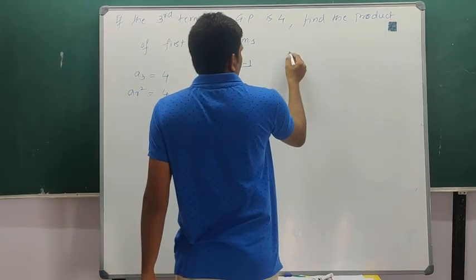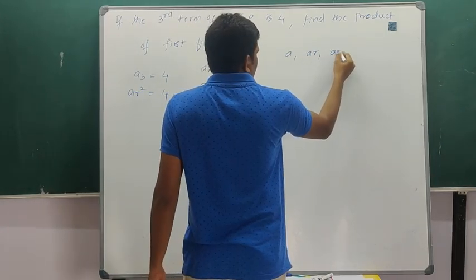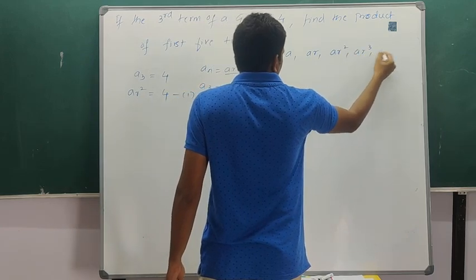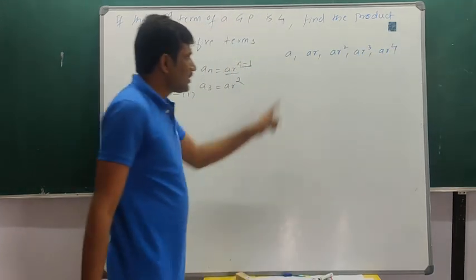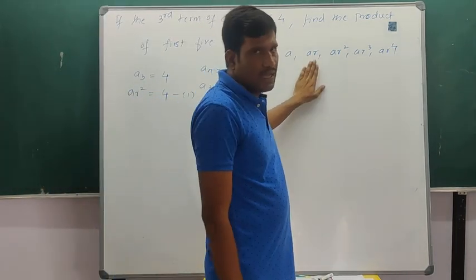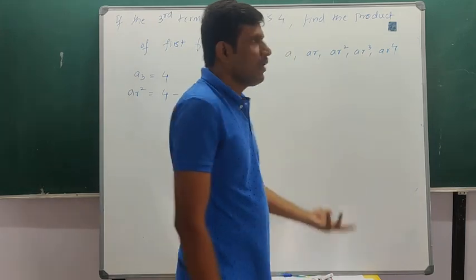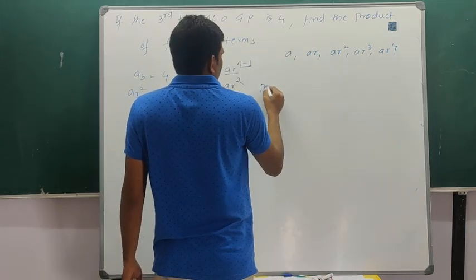Already we know that in general the first term in a GP is A. What is the next term? AR. What is the next term? AR square. Next it is AR cube. Next it is AR power 4. These are the first 5 terms. First term is A, second term is AR, third term is AR square, fourth term AR cube, fifth term is AR power 4. Now we have to find the product of all these 5 terms.